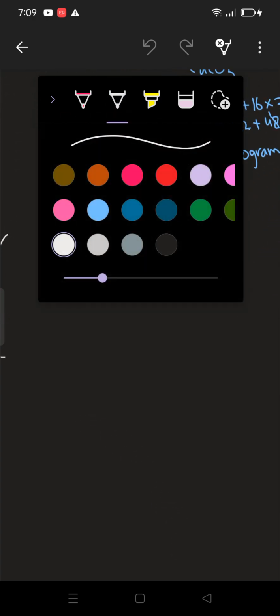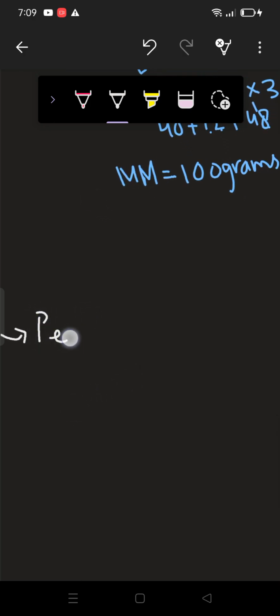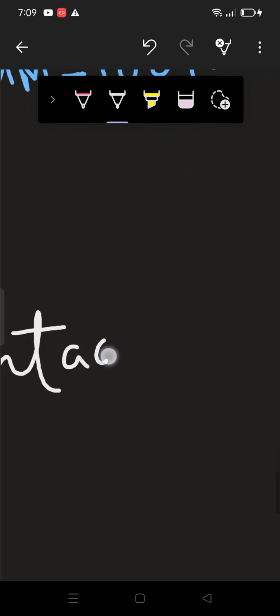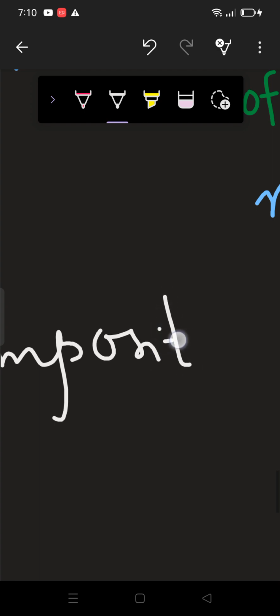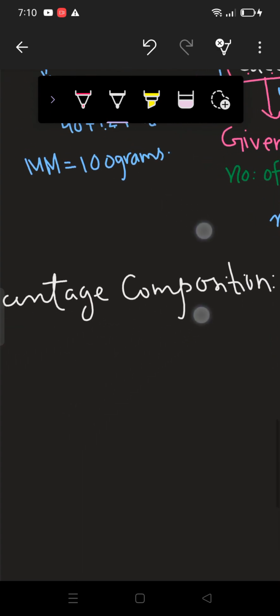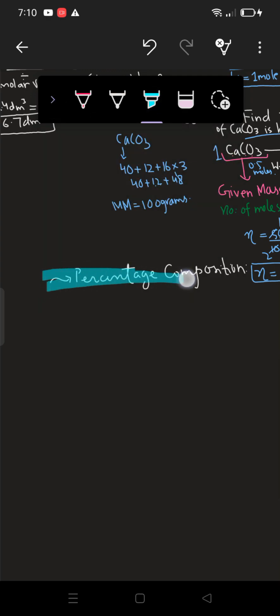So today we are going to start percentage composition, right? Percentage composition. It will let us know how much percent of any element or of any molecule is present in the substance, right? For example, if I have H2O, right?